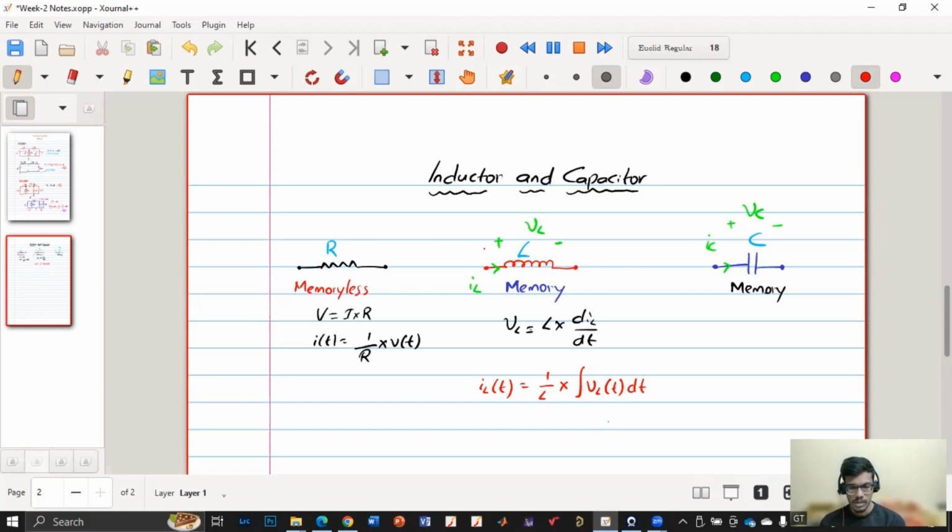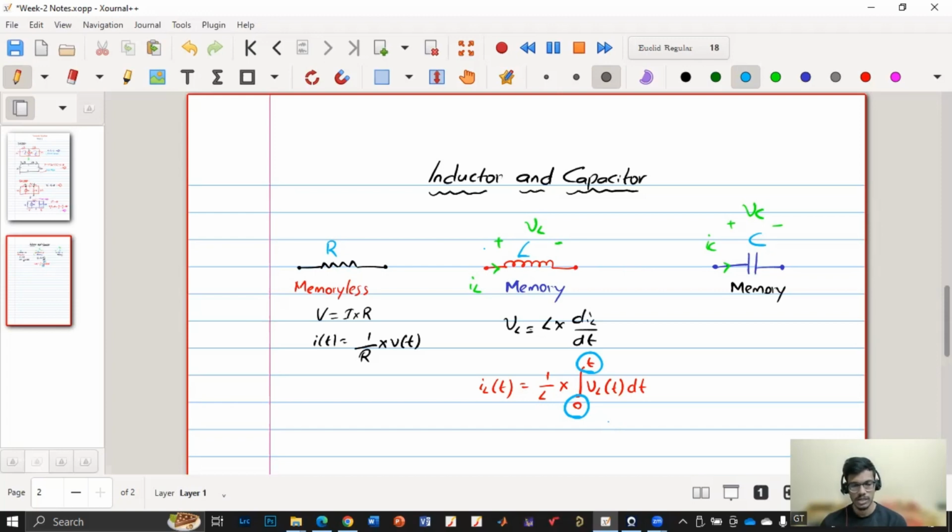Before t equals 0, the circuit is open for infinite time, and we are starting at t equals 0. So then it will be from 0 to t. For getting the inductor current at a time t, we need the information of this voltage from 0 to t. So it needs the information of the inductor voltage in the past. So it needs all the information in the past. That's why we call it memory, because it is storing all the information of the voltage, and accordingly the inductor current is changing.